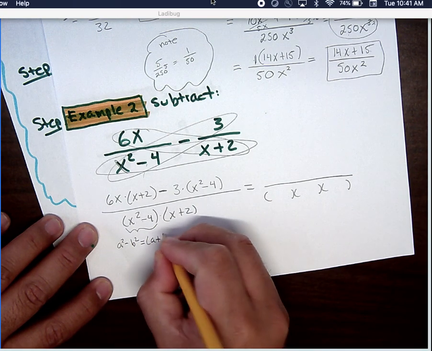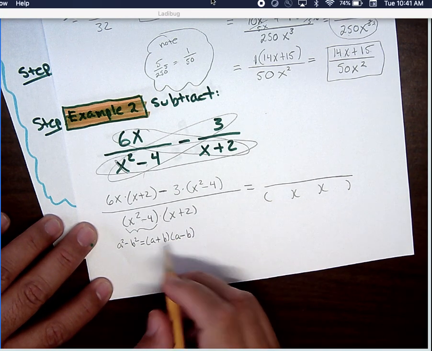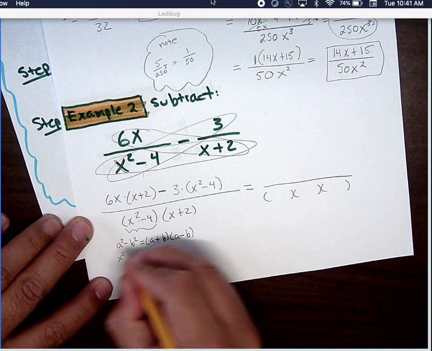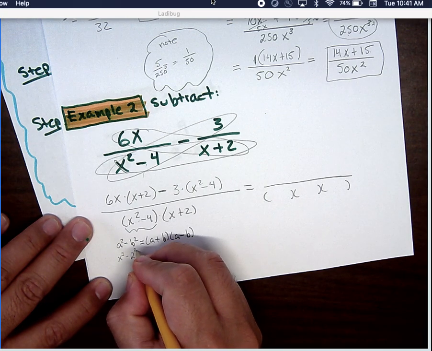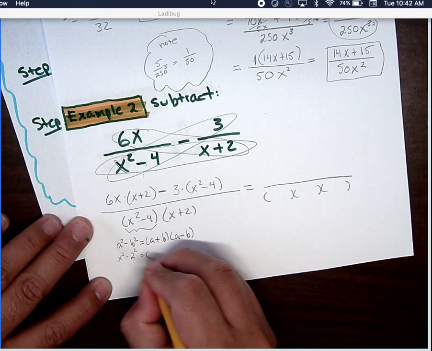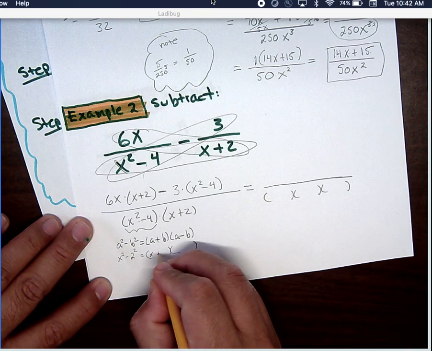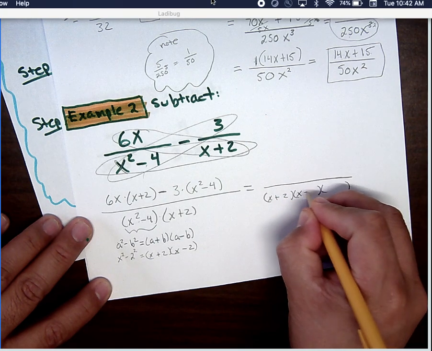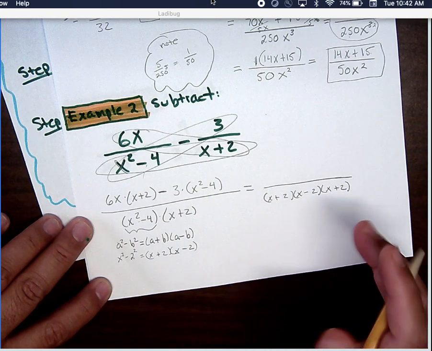This book loves this difference of perfect squares. So this is already in x squared form. 4 you can make it look like 2 squared. So now it's in the same form, and we can find the answer as x plus 2 and x minus 2. So that's x plus 2, x minus 2, and then we have the x plus 2 here. So the bottom we're done.